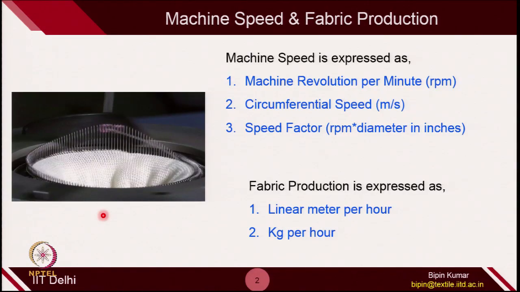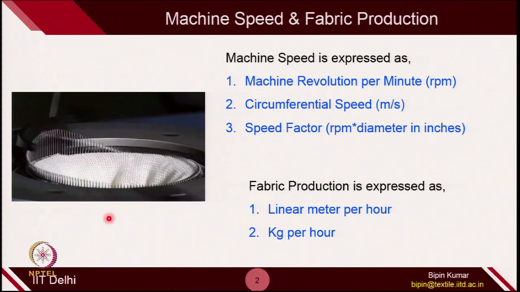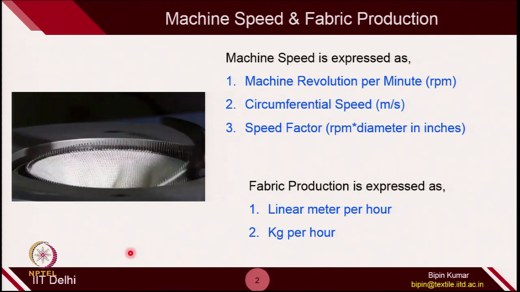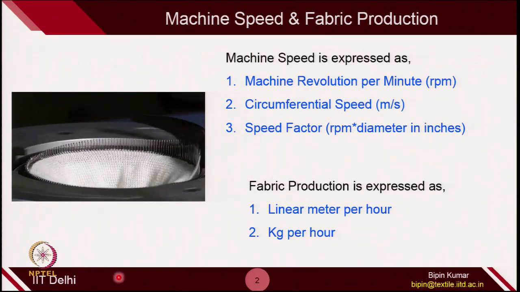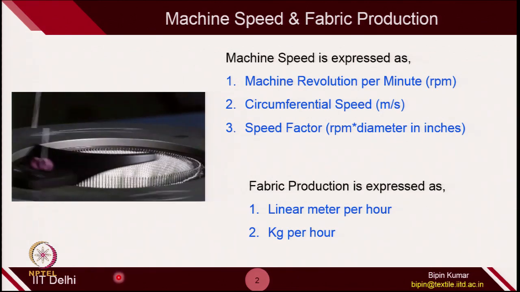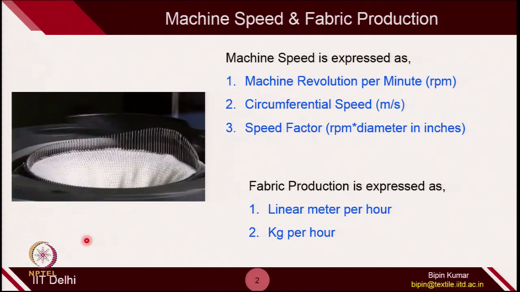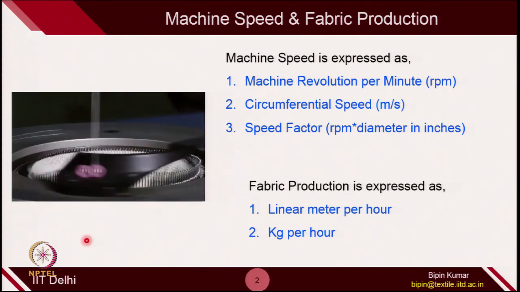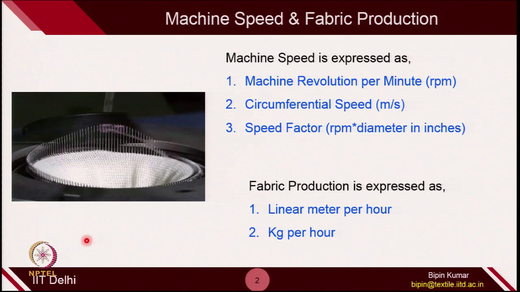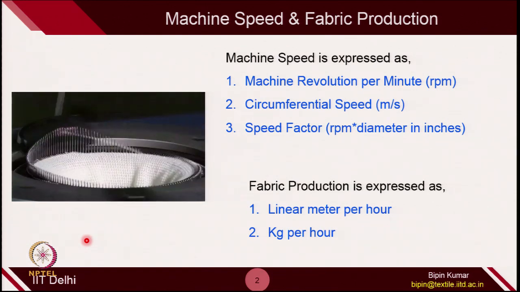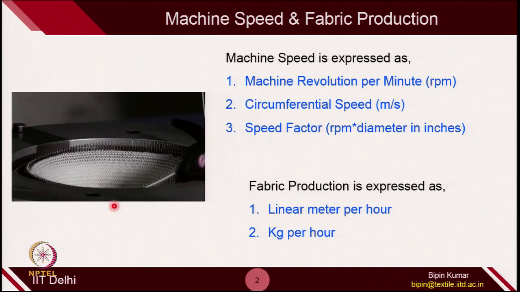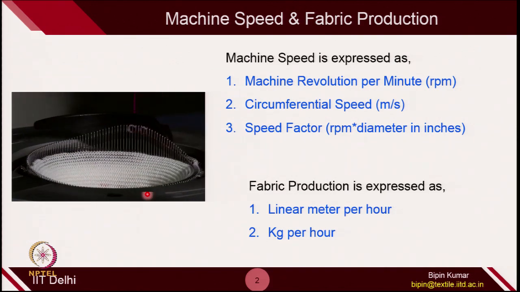In case of circular knitting, you have seen the demo also. This is how the cam was rotating and the cylinder was stationary here. The production will depend on how fast the cam is rotating, because if it is rotating at a very fast speed, the loops will be formed faster. You can see here it is rotating at a very slow speed, so naturally the production will be lower.